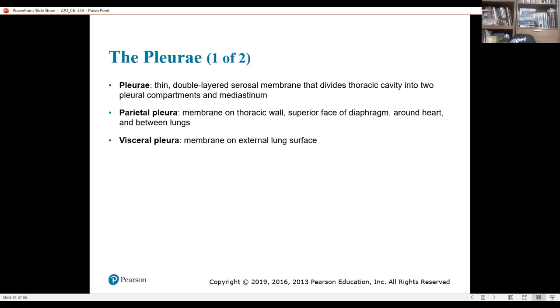All right. The pleura, a double-layered serosa, divides the chest into two pleural compartments and one mediastinal compartment. Great. Parietal pleura, you have a membrane on the thoracic wall, the surface of the diaphragm, around the heart between the lungs. Visceral pleura, the membrane is stuck to the surface of the organ. Got it. That's not bad.